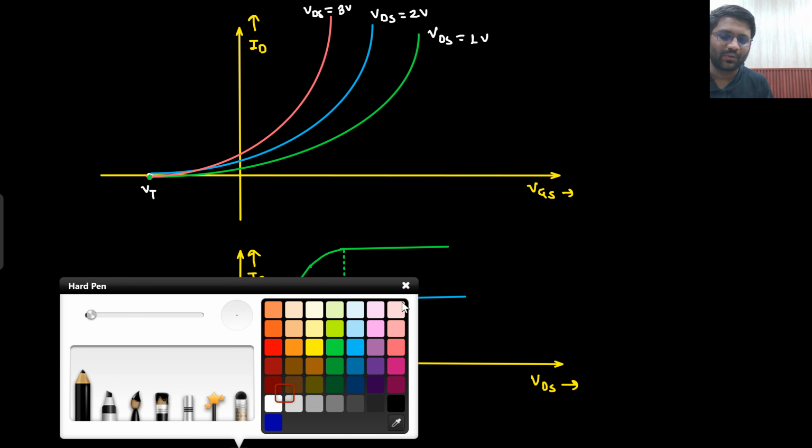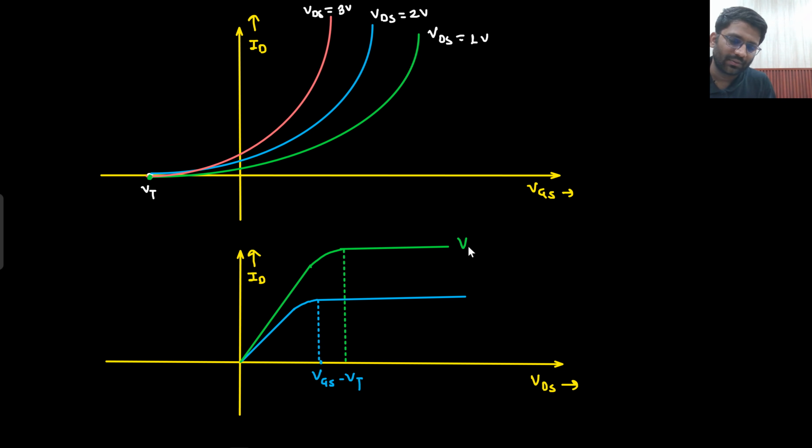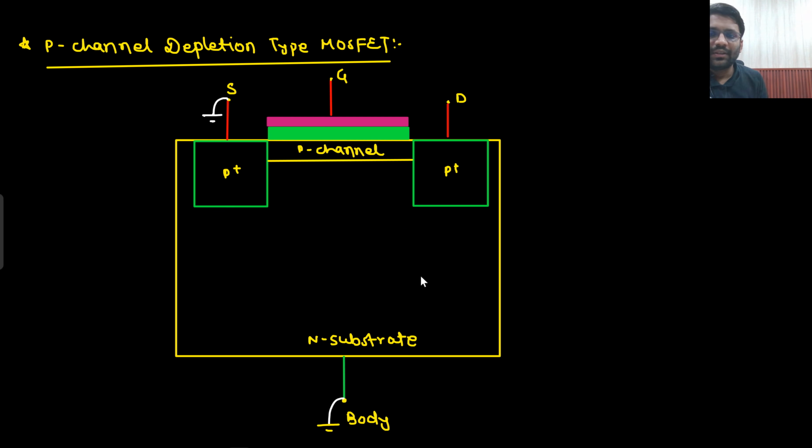I think that's it. Two plots are enough. Okay. So VGS equals, here I put 3 volt and here I put 2 volt. Okay. This graph is enough. Fine. Well and good. P channel depletion type MOSFET working is the same.